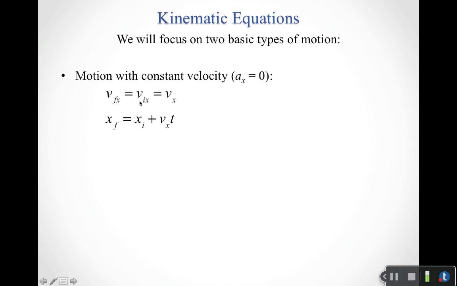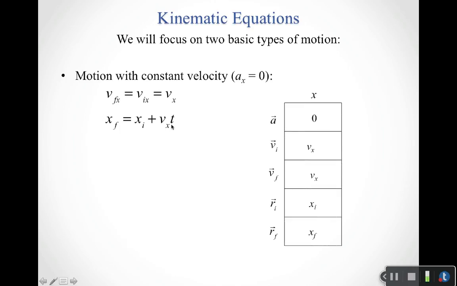Because we recognize that all these things are vectors, we'll end up breaking up these vectors into components. If we just have a one-dimensional problem, then we're just going to have a single column, just x stuff. If we've got a two-dimensional problem, we'll have x stuff and y stuff. And we'll see situations where we might have constant velocity motion in x, but a different type of motion in y. So for now, let's just think about a simple, single, one-dimensional problem in x with constant velocity.